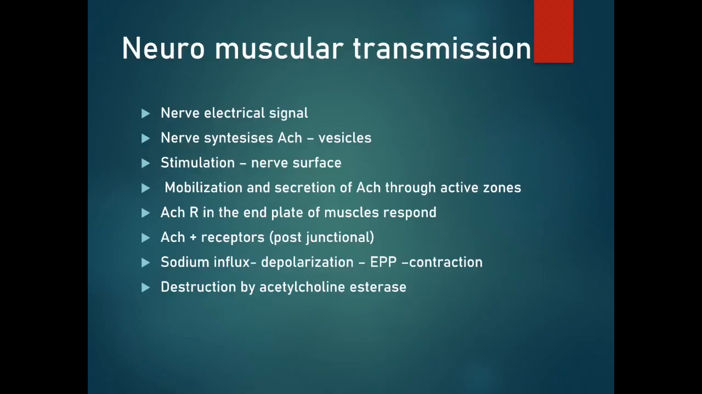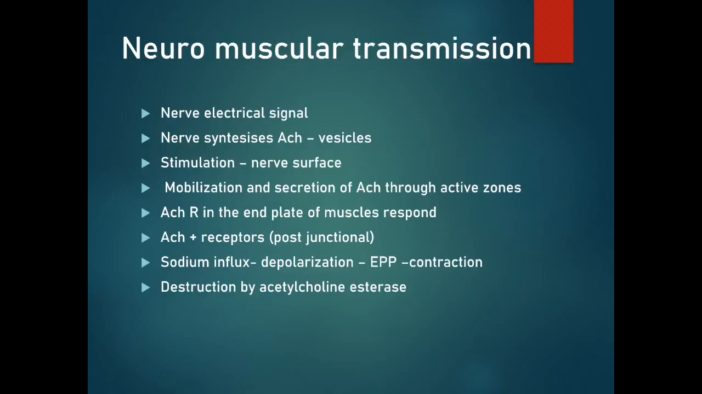Now, stimulation occurs onto the surface of the nerve. What happens because of this stimulation? There is mobilization and secretion of acetylcholine through these active zones. What do you mean by the active zones? I'll show you by the description of the pictures later on. All that we need to know now is these presynaptic and postsynaptic junctions. Presynaptic, there are acetylcholine molecules stored in vesicles, and postsynaptic, you have these receptors which receive these acetylcholine molecules and then go in for an actin myosin contraction, producing a voluntary act or a muscular contraction.